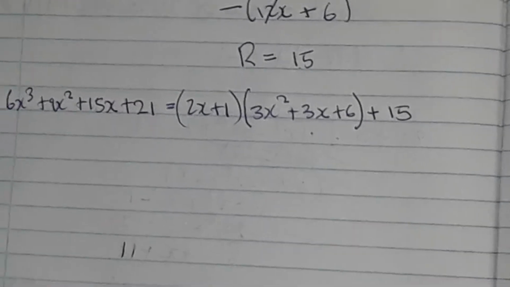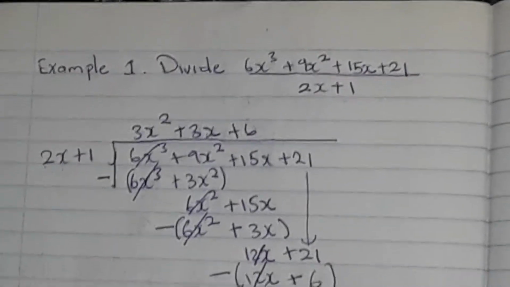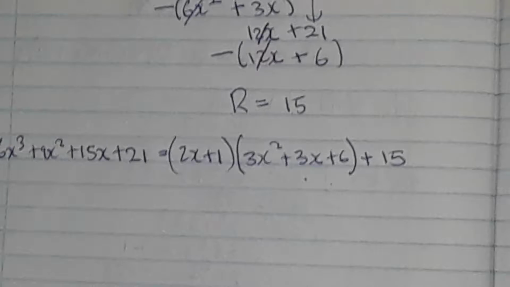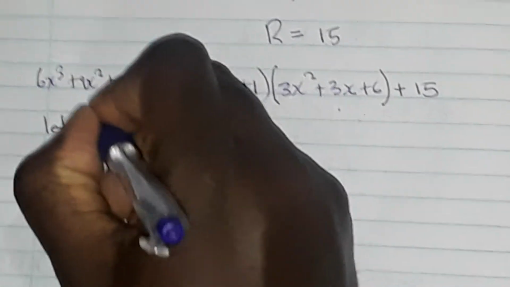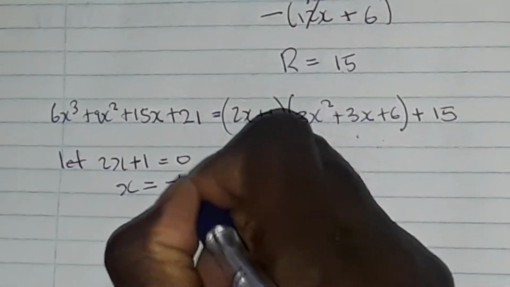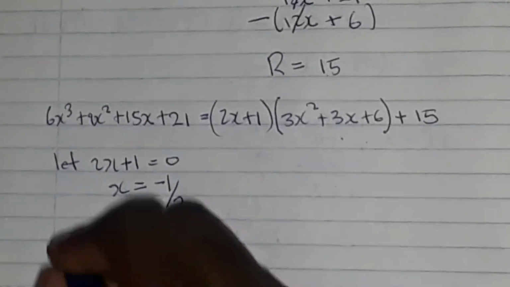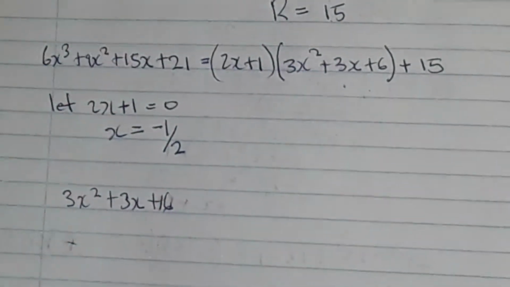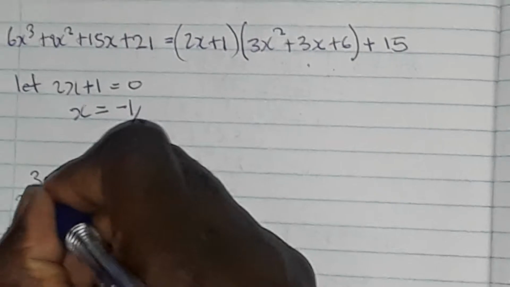Now if they further said find the three values of x that would satisfy the cubic equation, what we do is they already gave us one of the factors, which is 2x plus 1. So we're going to let 2x plus 1 equal 0. Therefore, x is equal to minus a half. To find the other two factors now, what we're going to do is factorize the quadratic equation given. So we're going to factorize 3x squared plus 3x plus 6.